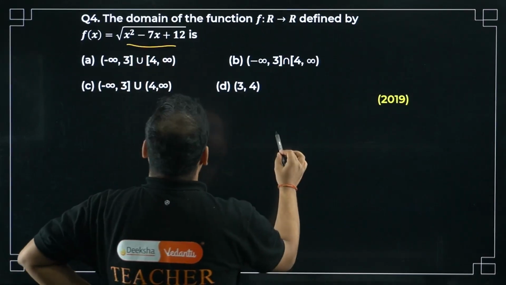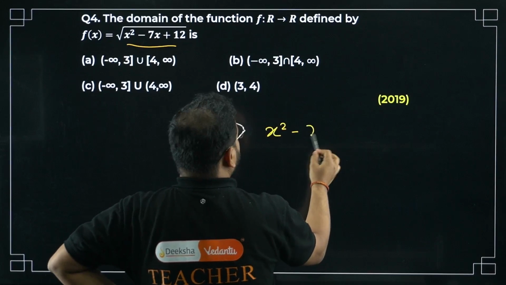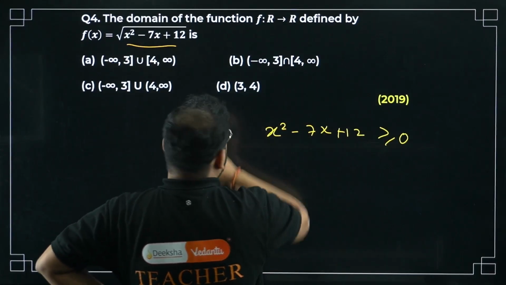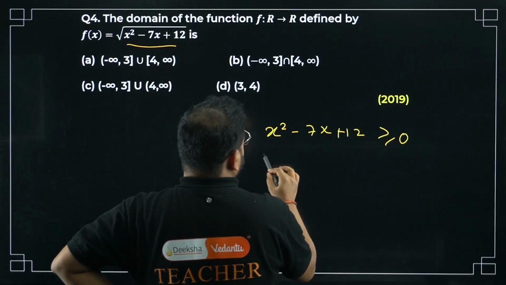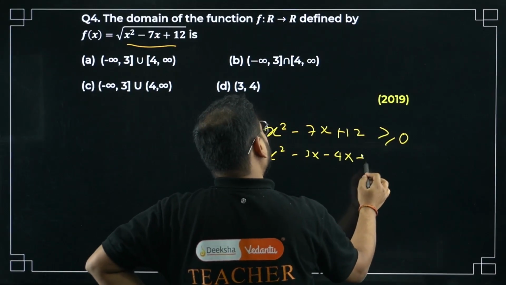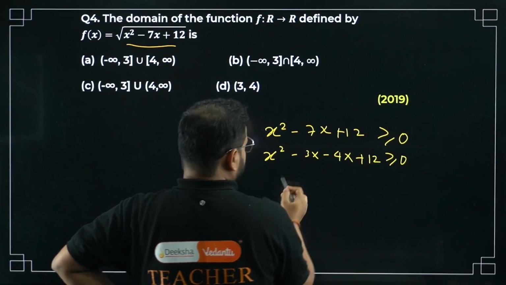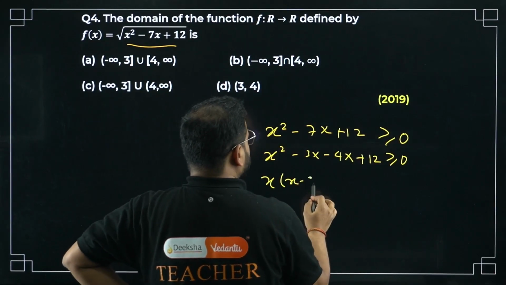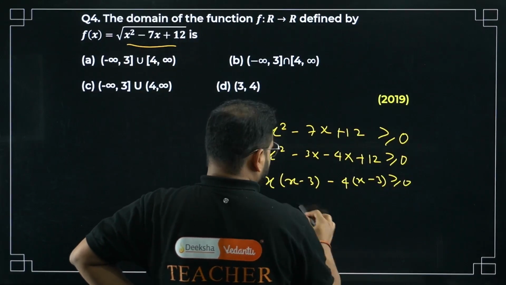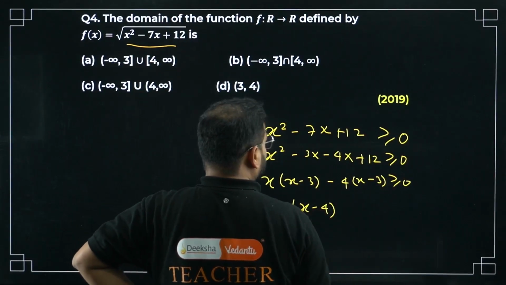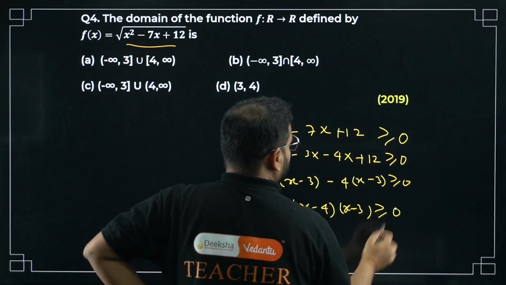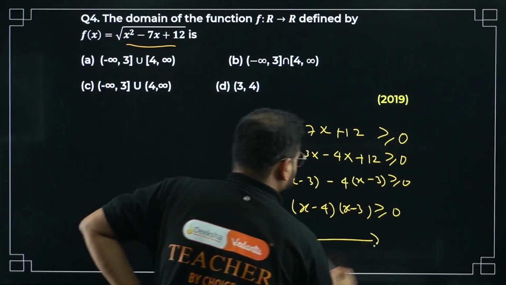X square minus 7x plus 12 should be greater than or equal to 0, right? Factorize this. X square minus 3x minus 4x plus 12 greater than or equal to 0. Take x common. So I have x minus 3 minus 4 times x minus 3. I have factors now: x minus 4 and x minus 3 greater than or equal to 0, which makes the number line.